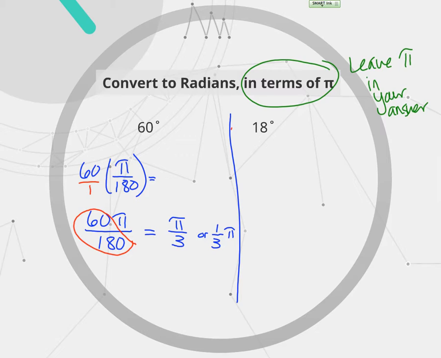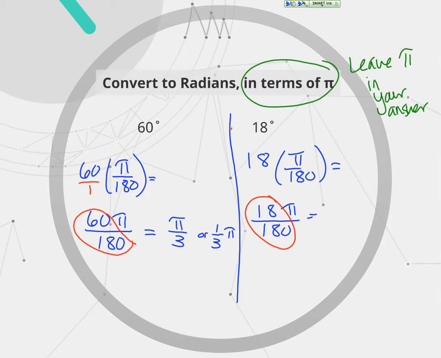Okay, I feel like I'm mostly seeing that out there, so if I put that together, I've got 18 pi over 180. And so when I reduce that, it ends up being 1/10 or pi over 10.